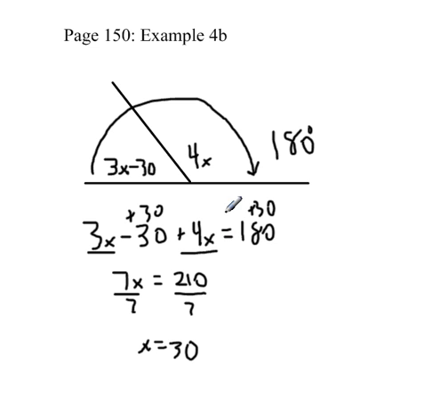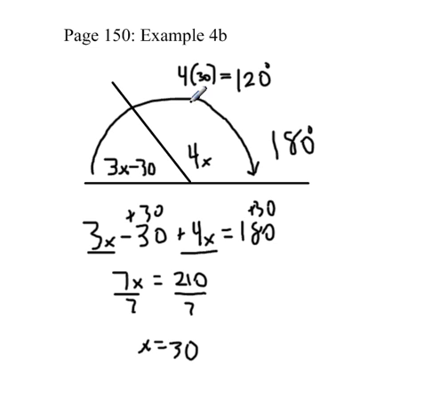But again, don't stop. You need to plug those back in. Usually you will have to answer both of these angles. So 4x will be 4 times 30. So your obtuse angle will measure 120 degrees.